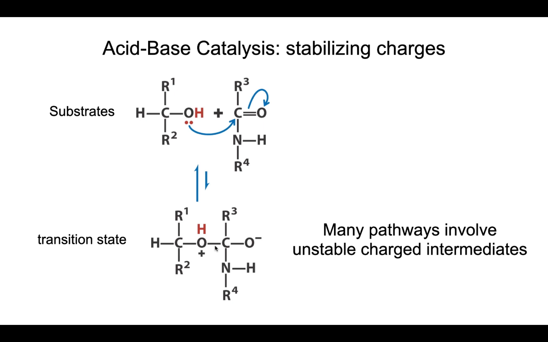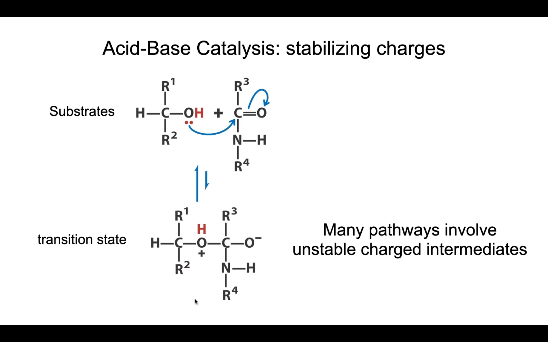The problem is when this happens, we get a transition state in which we get this strange charge on this oxygen, and this nitrogen wants to have a positive charge, and it doesn't have that. So this transition state is very unstable, and we can take a look at these equilibrium arrows, and you notice that it wants to just go straight back to the substrates, right? It's not stable. It wants to go back into the substrates, and we don't want that to happen. We want this to go further and become that final product.